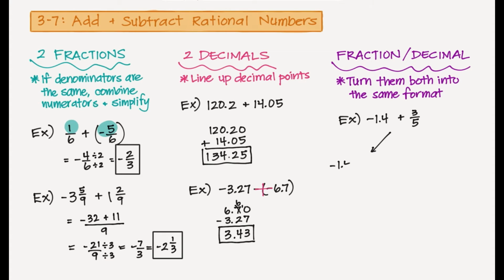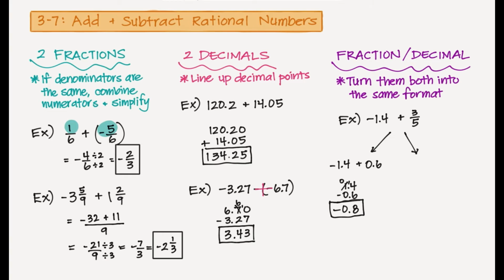I have negative 1.4, and 3/5 I already know is 0.6. Since they have opposite signs, I'm going to subtract them. 1.4 minus 0.6 is going to give me 0.8. But since the bigger number was the negative 1.4, my final answer is going to be a negative 0.8.